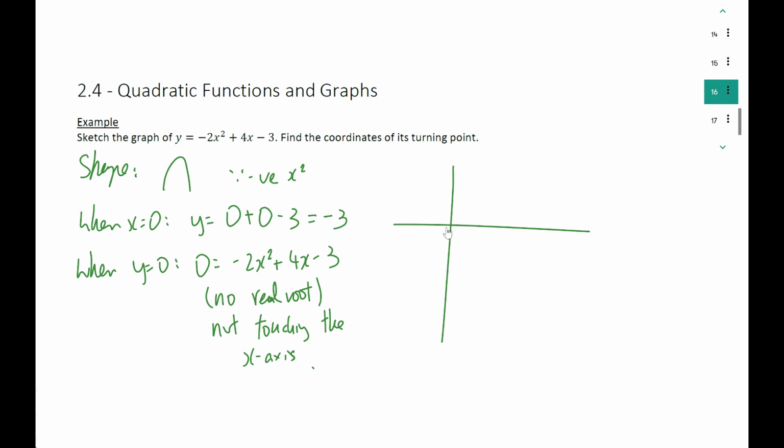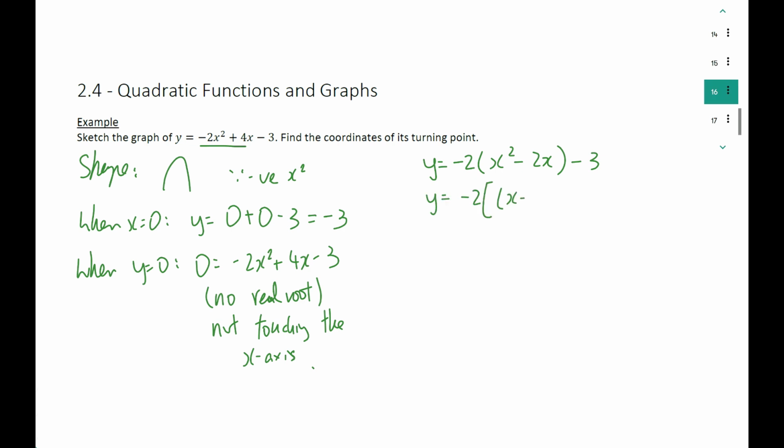To find the turning point, you need to complete the square. To complete the square of that one is a bit cheeky. We need to factorize a minus 2 out first. So x squared minus 2x minus 3. You need to factorize a minus 2 in the first two terms. And then y equals, if you complete the square in here, x minus 1 squared minus 1 minus 3.